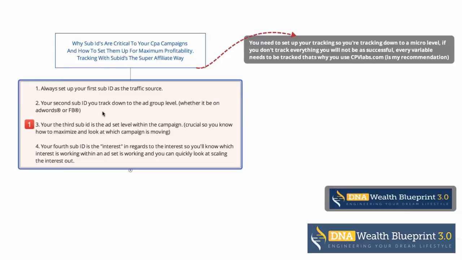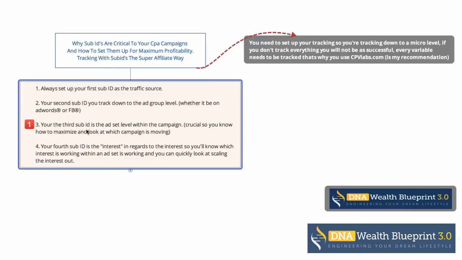Your second sub-ID, you want to track down to the ad group level. Whether that's on AdWords or Facebook, you need to track down to the ad group level, because when you're looking at your ad groups, you're going to be able to quickly distinguish which ad groups are bringing conversions, which ad groups are making movements, from which ones are not. You turn them off immediately.